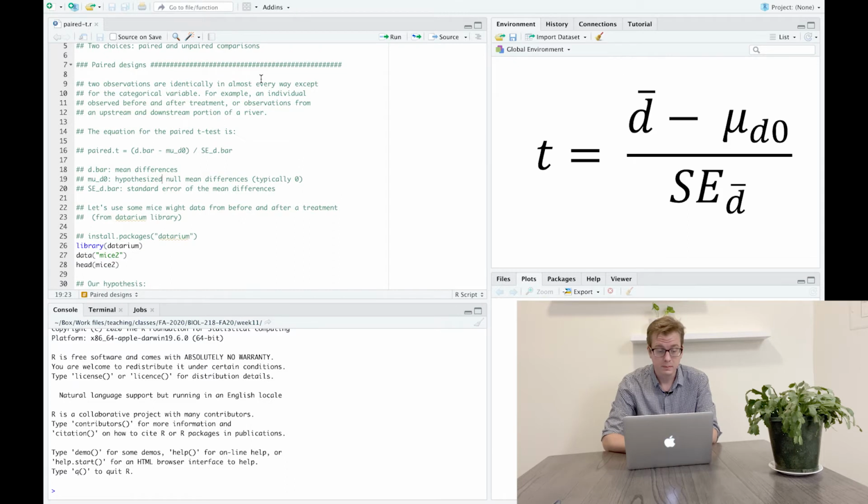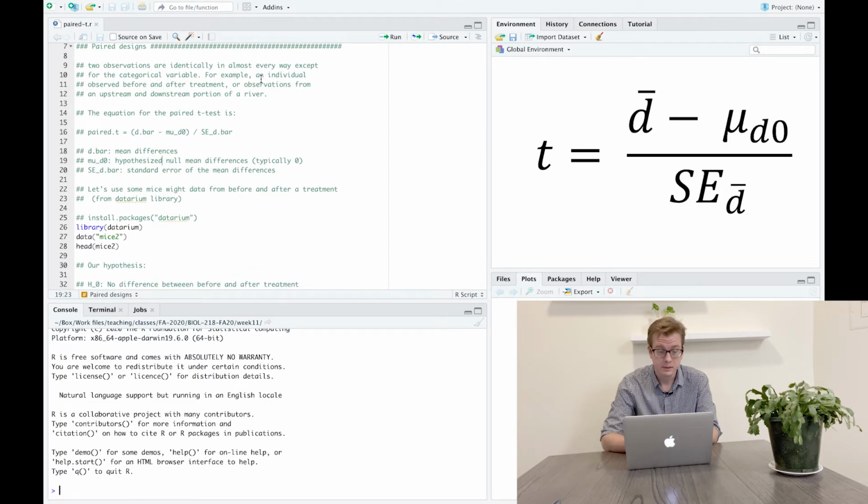The equation for a paired t-test is very simple, and it looks a lot like the one sample t-test. It is d bar, the mean differences, minus the hypothesized null mean difference, or mu sub d naught, and that's typically 0, and we divide that by the standard error of d bar, or the standard error of the mean differences.